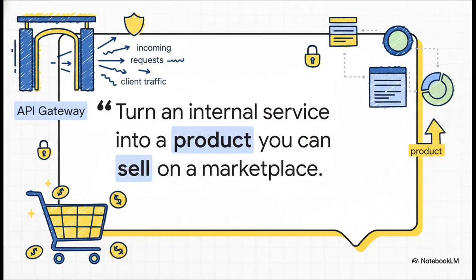And here's where it gets really interesting from a business point of view. Let's say your internal payment service is amazing. It's super reliable. With an API gateway, you can package it up, secure it, and then literally sell access to it on a marketplace. The gateway handles the billing, the authentication, and the rate limiting, turning a piece of your internal tech into a whole new way to make money.